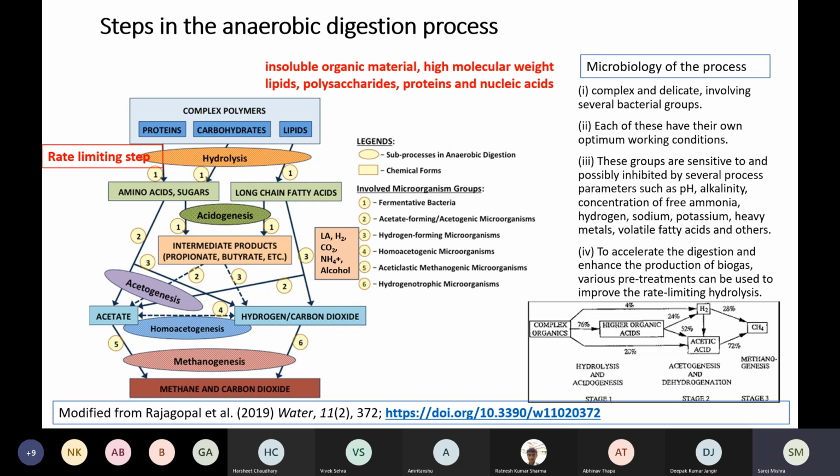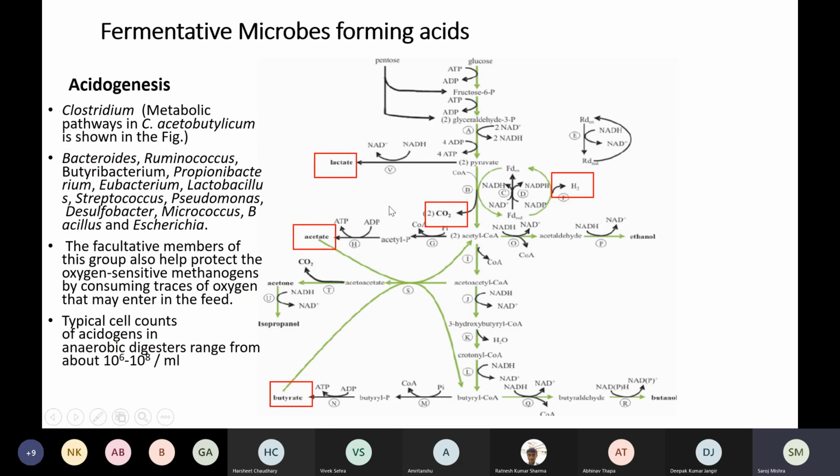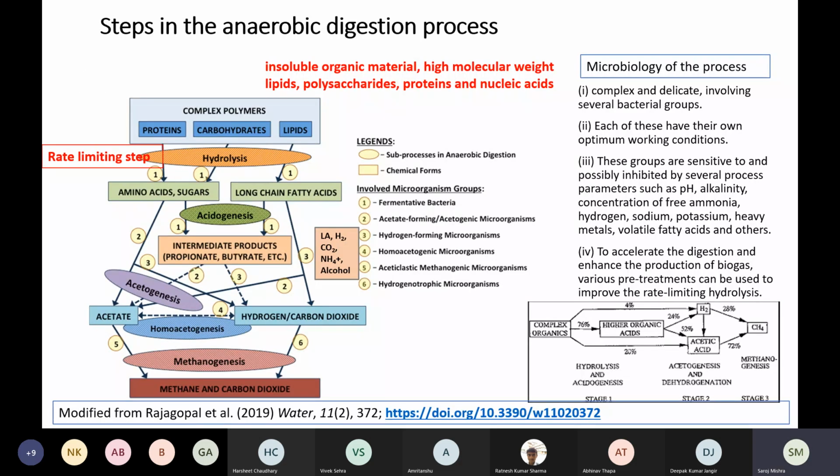Okay, that's the way you need to interpret them. In addition to that, what you see in these little circles are the group of bacteria which are carrying out the different processes. So when you see one, that means these are all a group of fermentative bacteria. And these bacteria can only work under anaerobic conditions, and that is the reason why this is called anaerobic digestion.